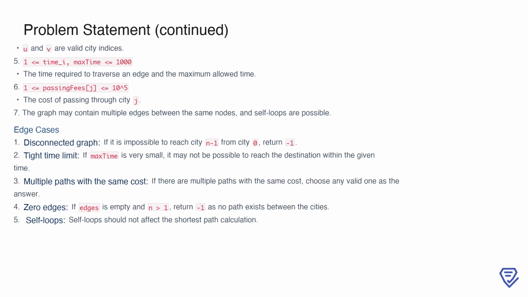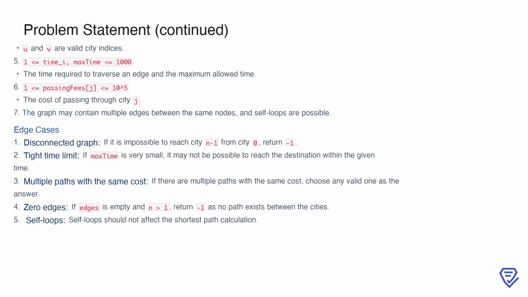When solving this problem, there are several constraints and edge cases to consider. For example, the number of cities, n, ranges from 1 to 100, and the number of edges can be up to 10,000. Each edge is described by three integers, u, v, time_i, where u and v are valid city indices, and the time required to traverse the edge, time_i, ranges from 1 to 1000. The passing fees for cities also range from 1 to 100,000.